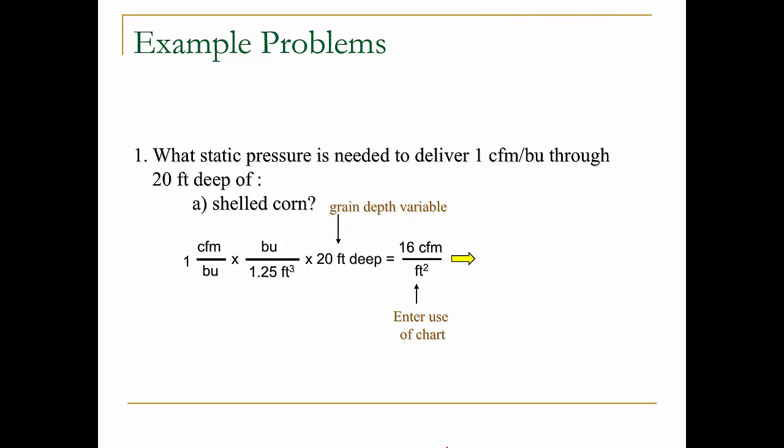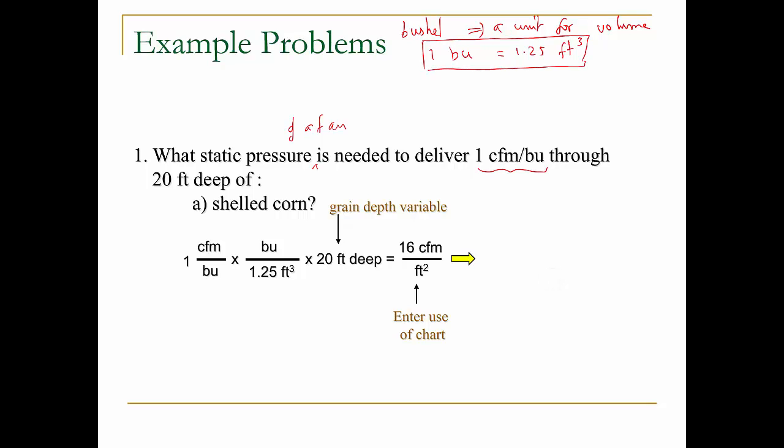What static pressure of a fan, okay, if you want you can say of a fan, is needed to deliver 1 CFM per bushel? This is another thing we need to understand. A bushel is a unit for volume that's commonly used in the industry. 1 bushel is 1.25 cubic feet. Okay, you gotta remember that.